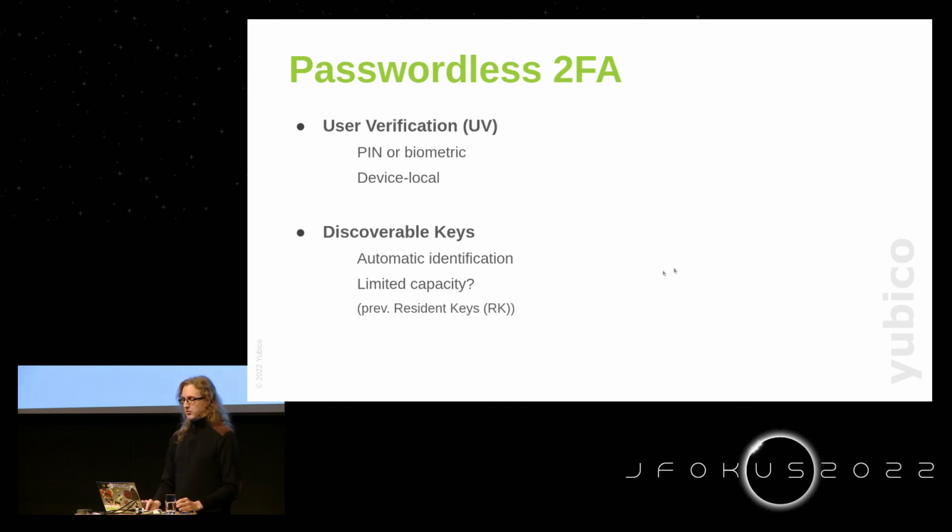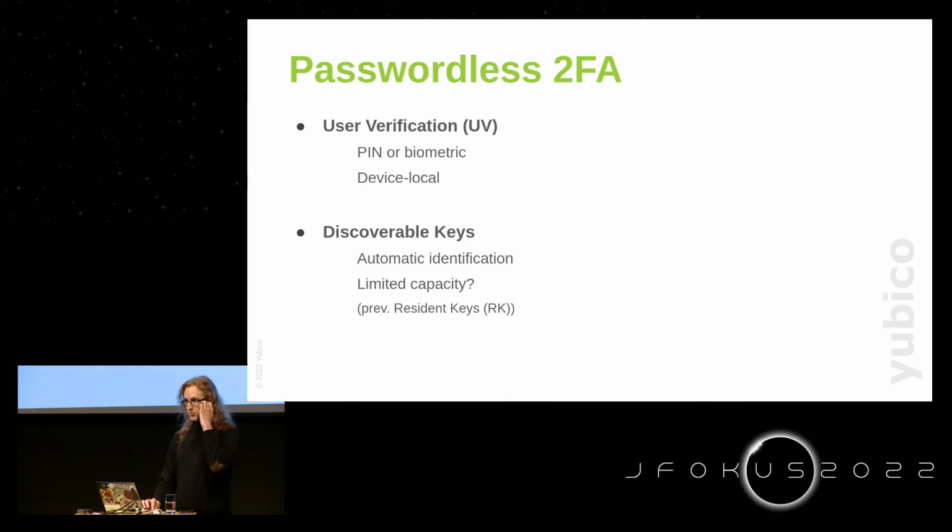And what that enables is automatic identification. This is disabled by default because it might consume this limited capacity on the Authenticator. But this is a thing you can enable in your application. This was previously called resident keys, and that name still sticks around in the API. But the new official term is discoverable keys, but yeah, it's good to know that those are synonyms.